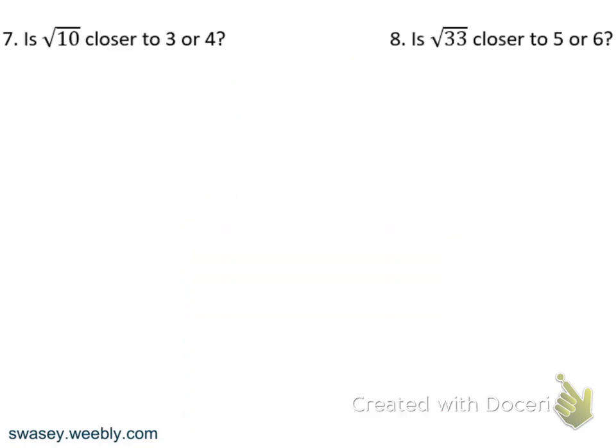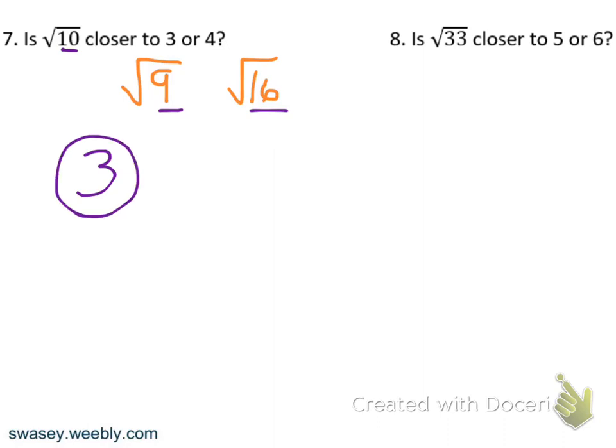Number 7, is the square root of 10 closer to 3 or 4? So the square root of what number would give us 3? Well, the square root of 9. The square root of what number would give us 4? Well, the square root of 16. So now if we compare the 10 to the 9 and 16, 10 is definitely closer to 9. So we would say that the square root of 10 is closer to 3.